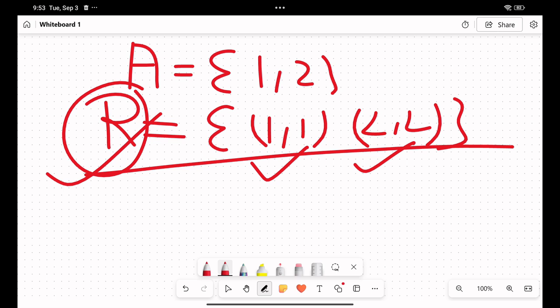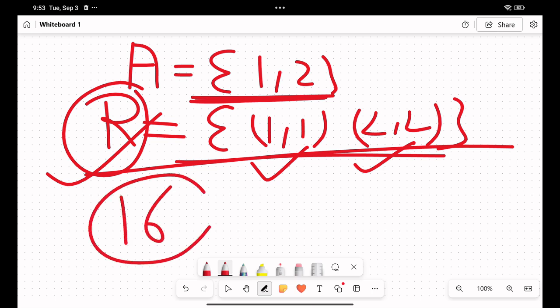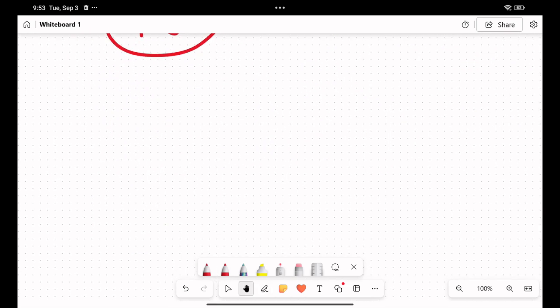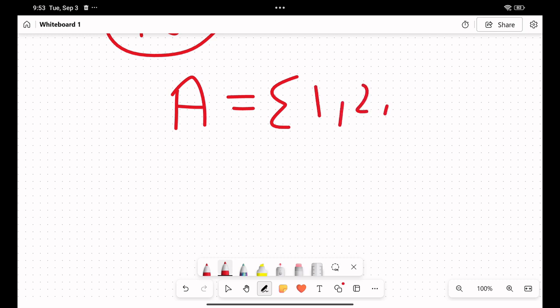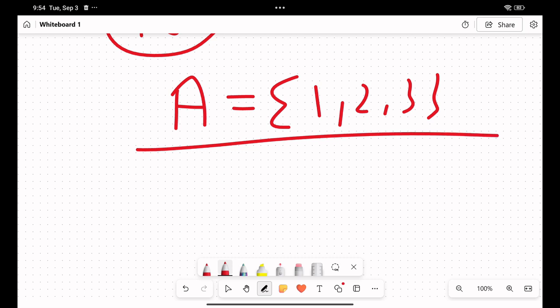So we have to find, if in a set there are a total of 2 elements, then the total number of relations is 16. Out of 16, how many are equivalence relations? Again I will write, suppose in A there are 3 elements, 1, 2, 3. Then my question is, how many equivalence relations are there? What I told, 2 to the power n square, this is the formula.